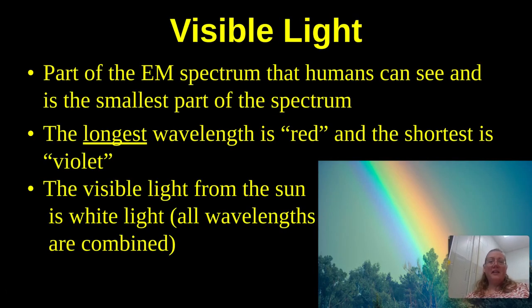Visible light is the smallest part of the EM spectrum, the only part that humans can see. The longest wavelength is red, the shortest wavelength is violet, and the visible light from the sun is white. So it's actually all wavelengths combined, and we see a rainbow when we get that light fractionated because of the moisture in the air and the sun hitting that moisture just right.